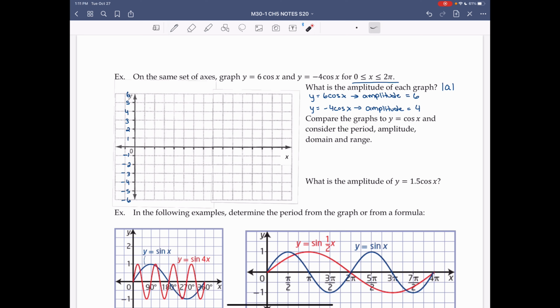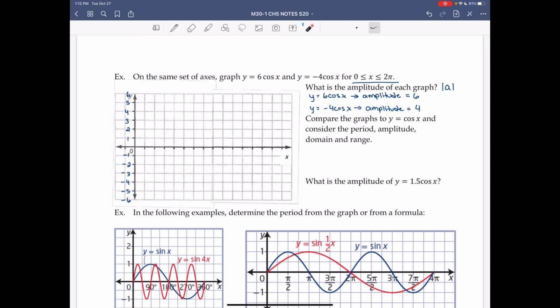So if I counted by, let's say, pi over 2, if this was pi over 2, and 2 pi over 2, 3 pi over 2, 4 pi over 2. 4 pi over 2 is 2 pi, so my domain of 0 to 2 pi would only go up to here. That's not taking up very much, so I don't want to count by that. What I want to do is try to count by the smallest increment I can. So let's try pi over 6.